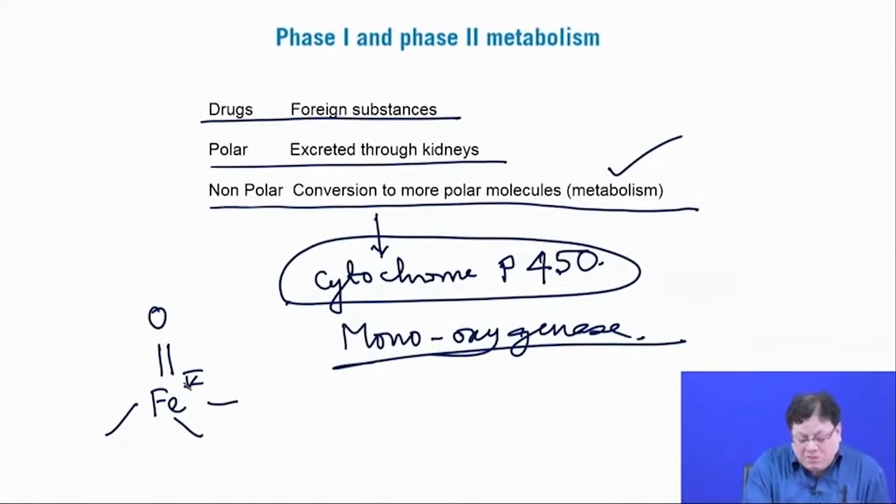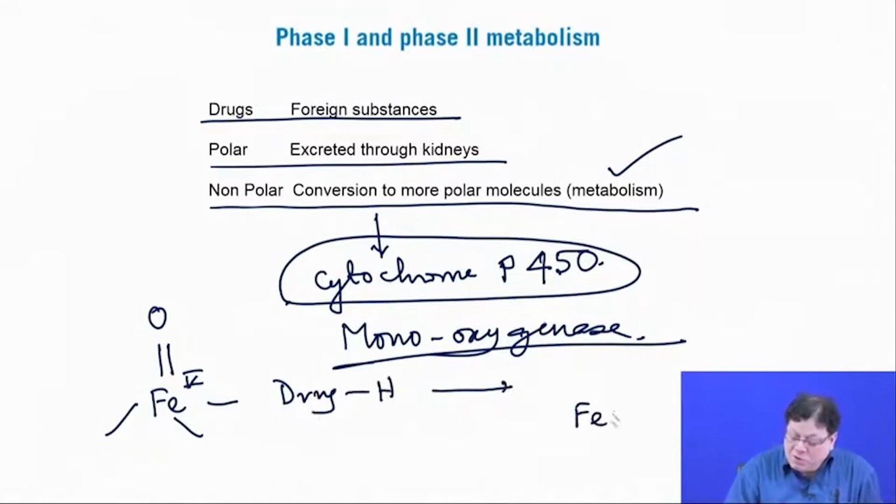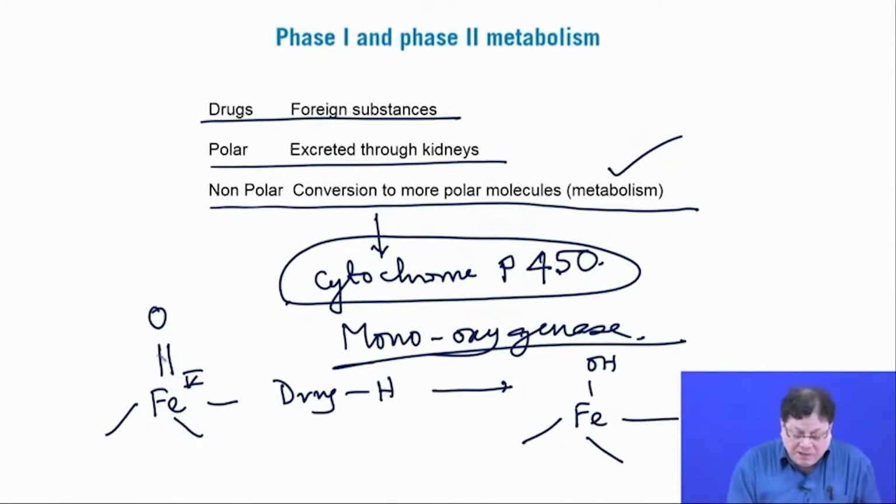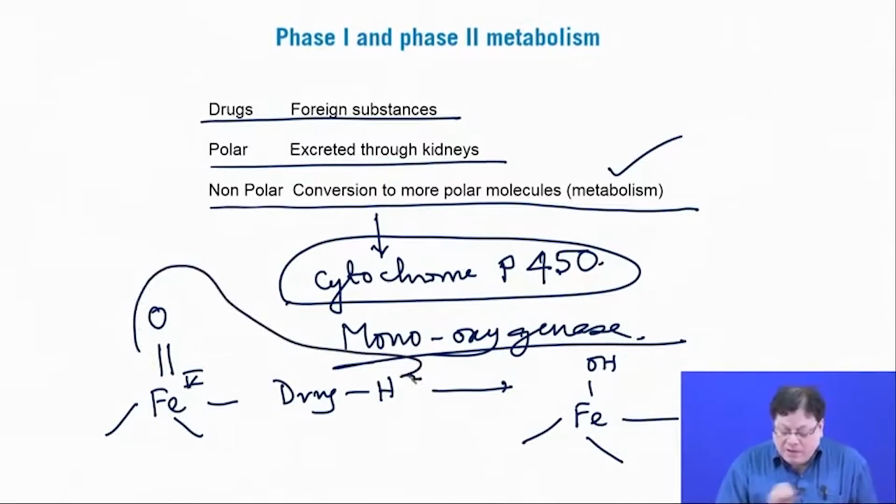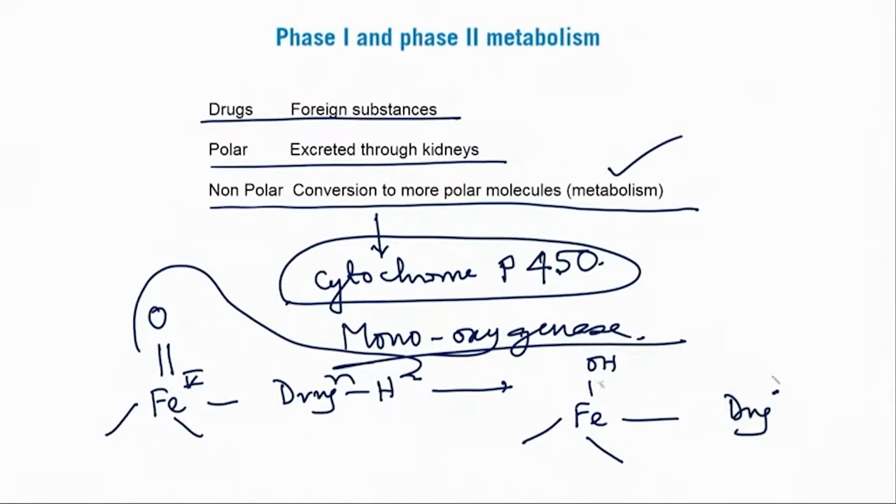Once the ferryl oxo species is formed, you have the drug attached to an H. So what will happen? The ferryl oxo will go to OH. You can write it this way, with one electron: it takes the hydrogen and the drug becomes a radical. Whatever drug it is, it has become a radical, and you have to be careful about the oxidation state of iron, that is important.